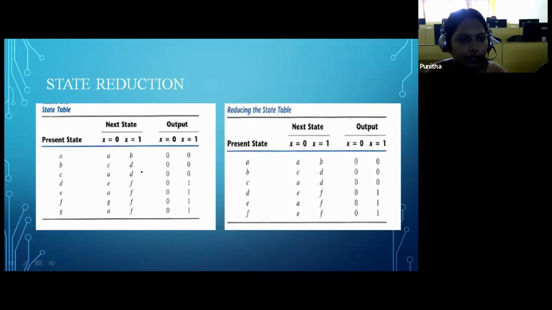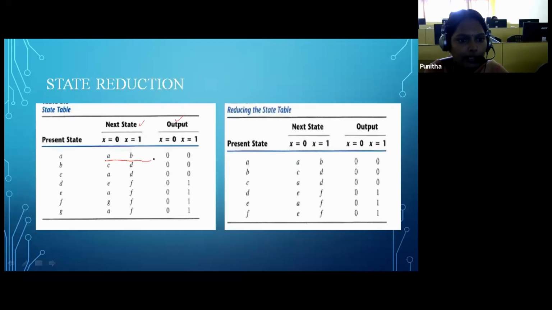Okay, listen. Yes, I have the total number of states. How is the reduction technique applied here? Just look here at the present state, next state, and the output. I have to look for which rows are similar.